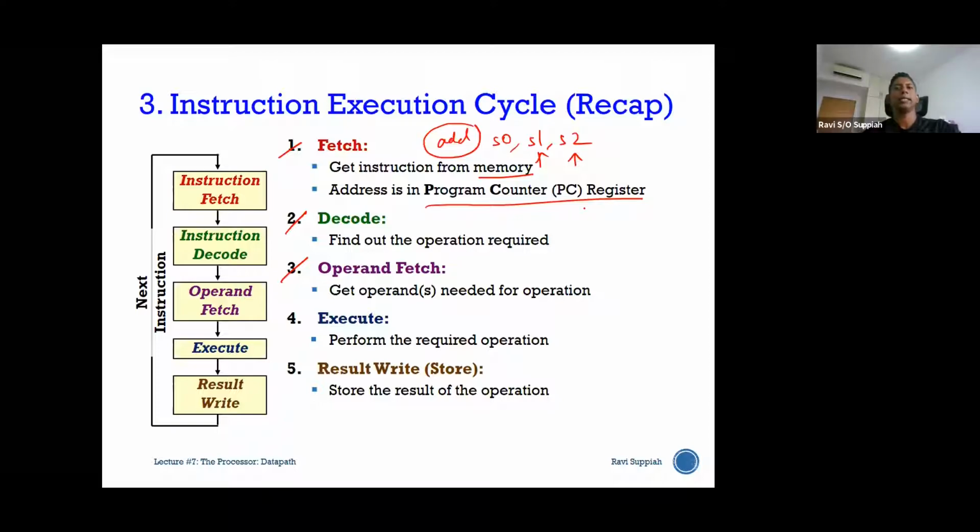Once the data in S1 and S2 is ready, in this case, I can perform the execution. That means I perform the add operation. And once the result is available, I must be able to write back into the final destination register. So these are all the different stages your processor must be able to go through in order for us to successfully execute this instruction and get the desired result.